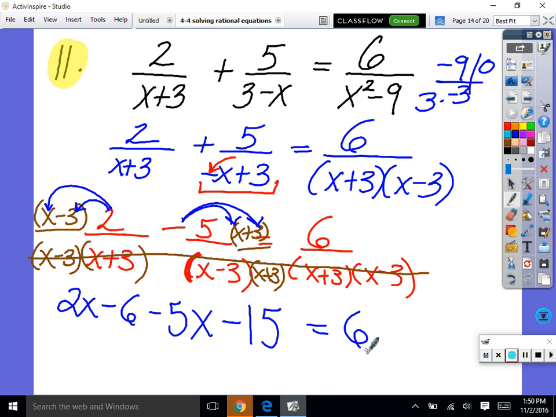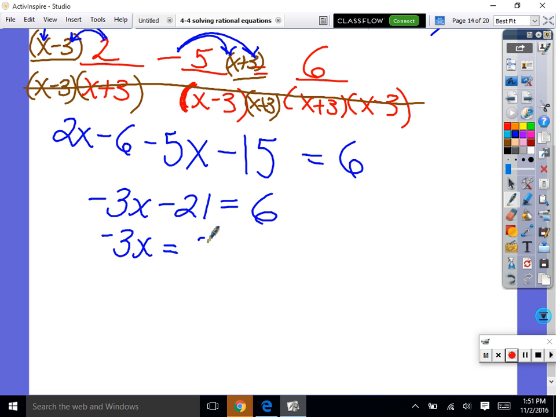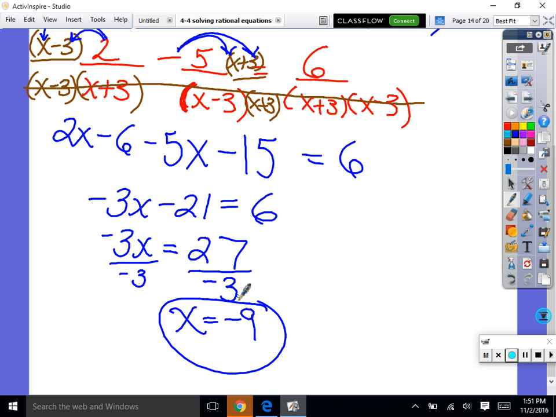Now we're just simply solving for x. Negative 3x minus 21 equals 6. Solving for x. Negative 3x equals, when we add 21, 27. Divide by negative 3. x is equal to negative 9. Is everybody feeling good about this?